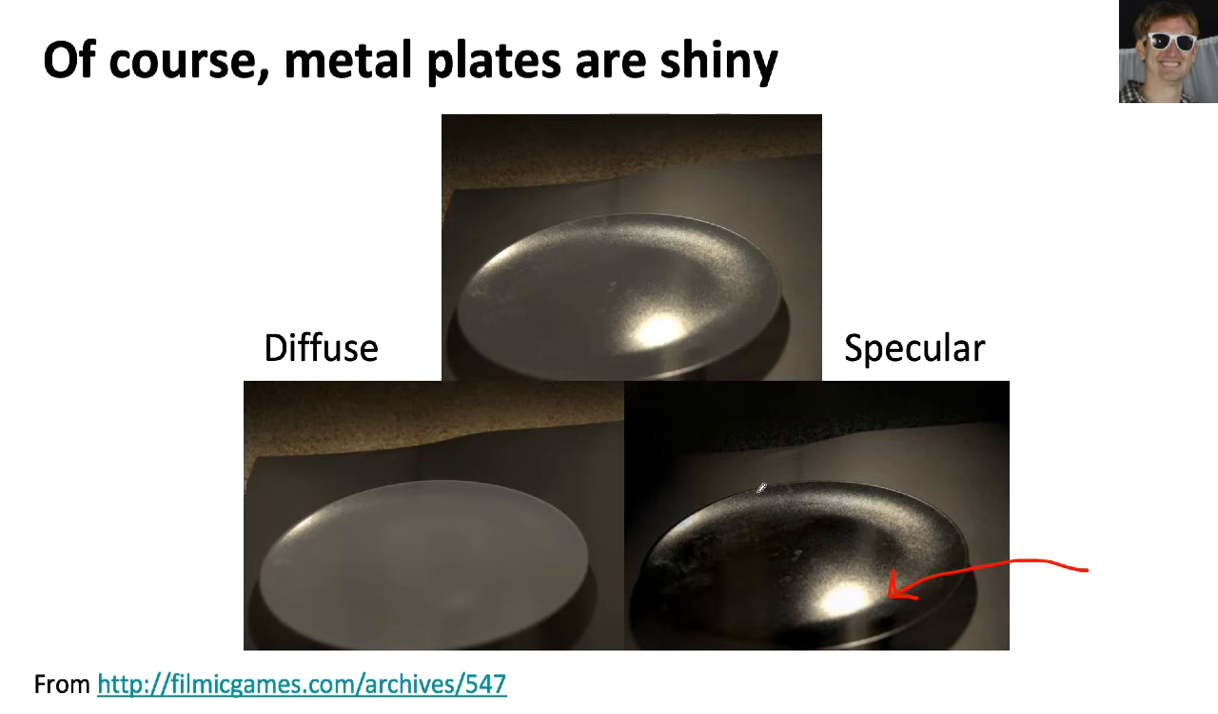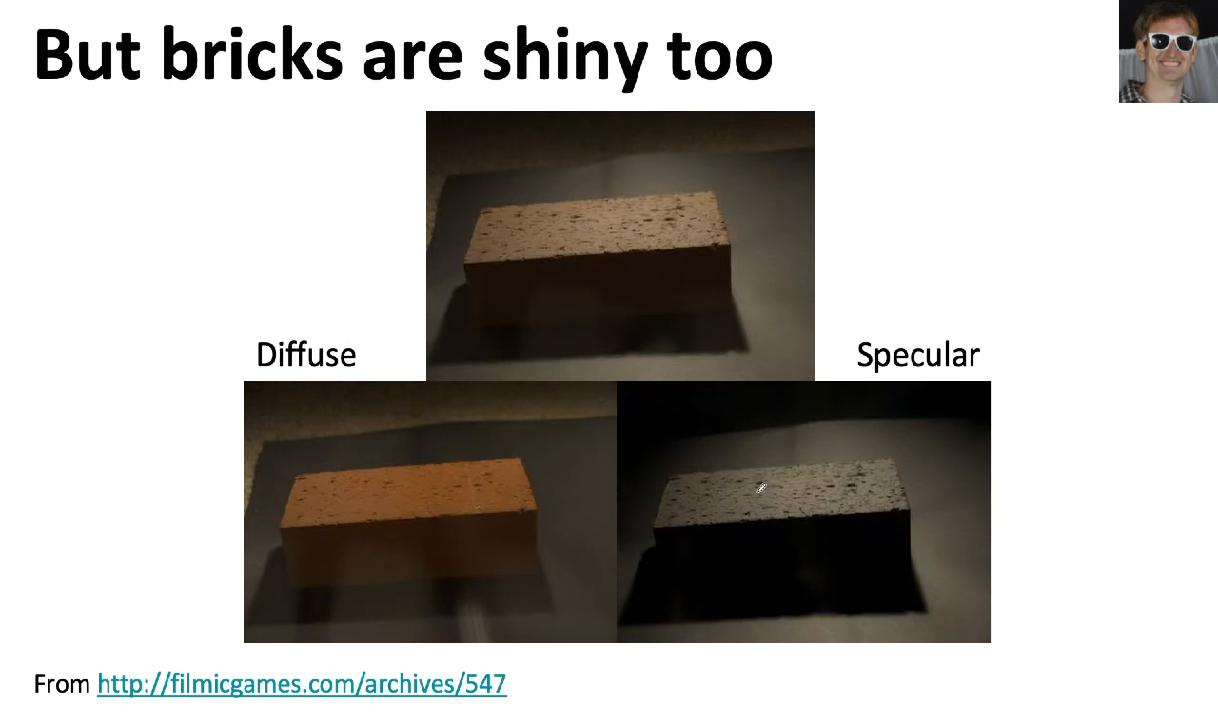But you would probably not intuitively expect that something like a brick would also have specular reflections. But here you see the diffuse reflection that's pretty consistent over the course of the surface. But you can see there is some specular reflection coming off the top of the brick.